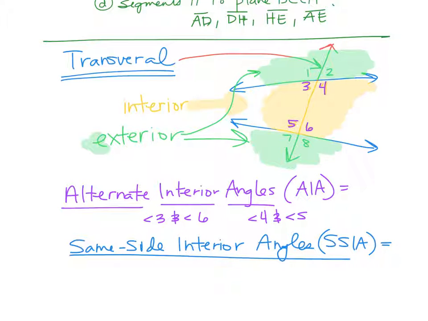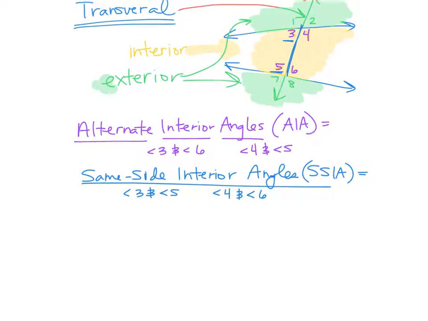So same side interior angles, what would those be? 3 and 5. And 4 and 6. Good. So they're on the same, here's our transversal, right? They're on the same side. 3 and 5 are both on the left. 4 and 6 are both on the right. Okay, so that's same side interior angles. 2 more.